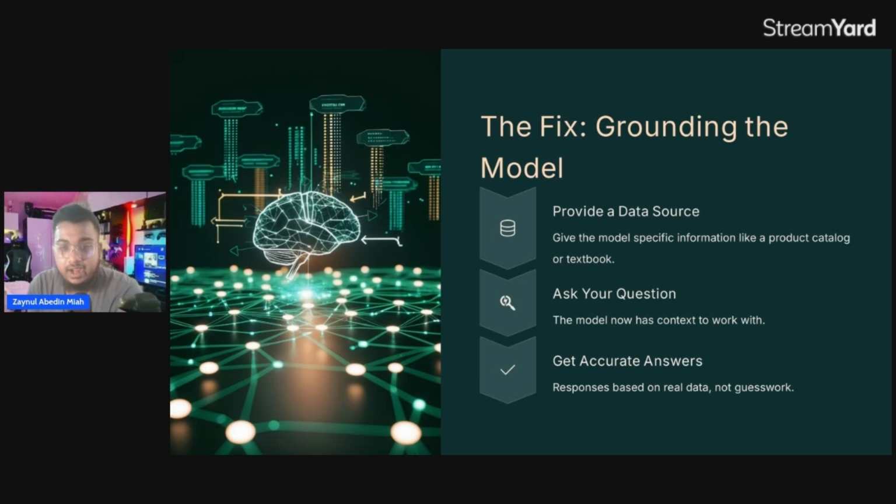We can ground it by adding a product catalog or text. For example, I want to know what happened at the end of World War II. So I will ground the model. I will provide the model with my textbook, which contains details about World War II and so much history, and it will then tell me what happened at the end of World War II based on that textbook. So the answer will be accurate and relevant, the answer that we wanted. And also that's real data, not guesswork.